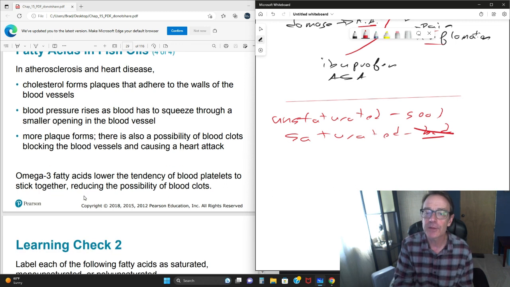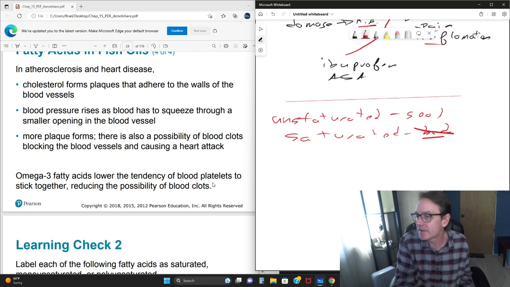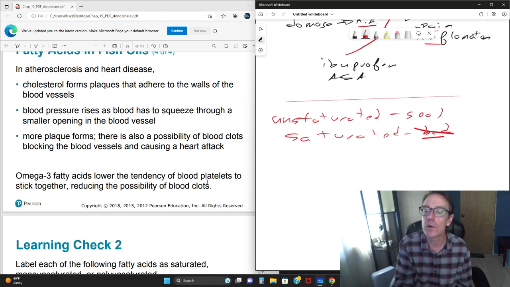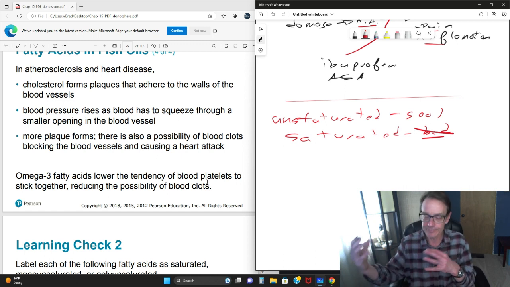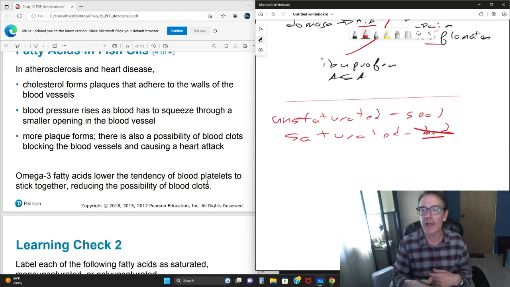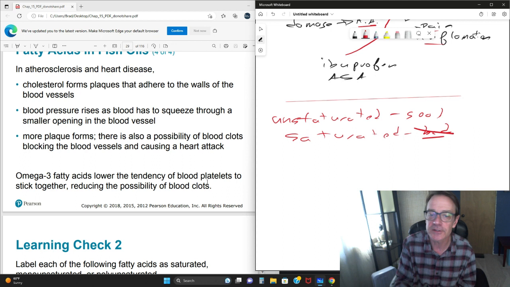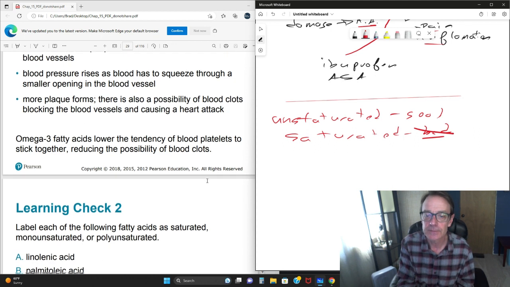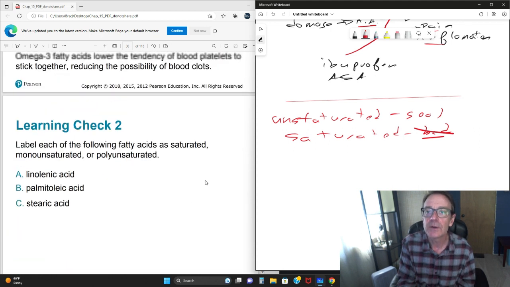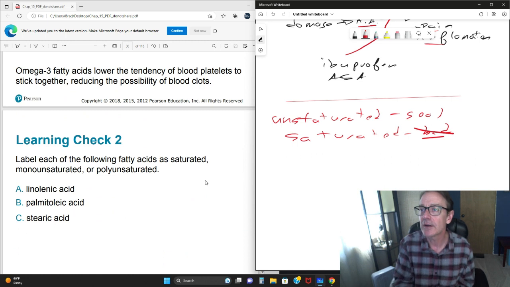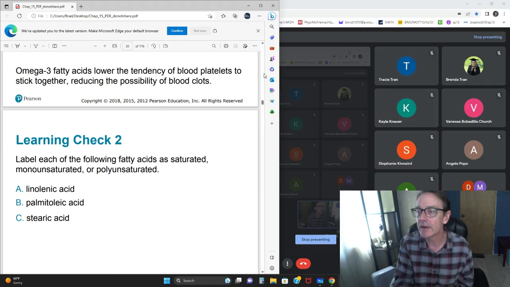Okay, and omega-3s lower a couple of things. Number one, they lower the ability of platelets to stick together. And the platelets are the things that will stick to a cholesterol plaque and cause an embolus. All right, I think that's a pretty awesome place to start. Kind of a bit of fun information.